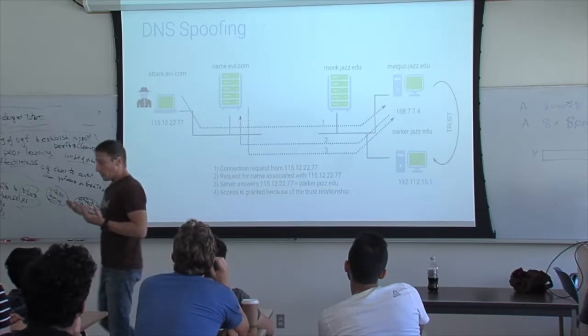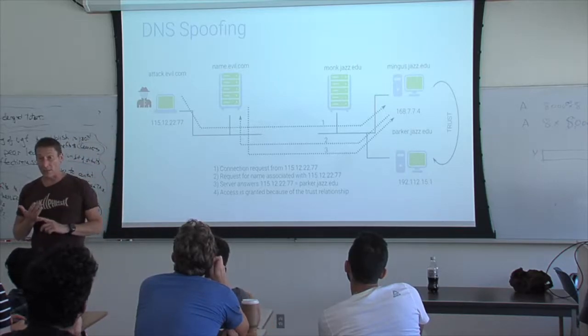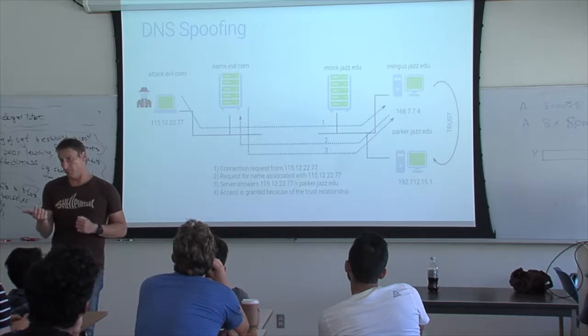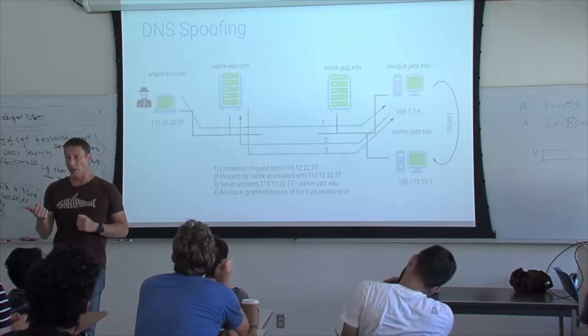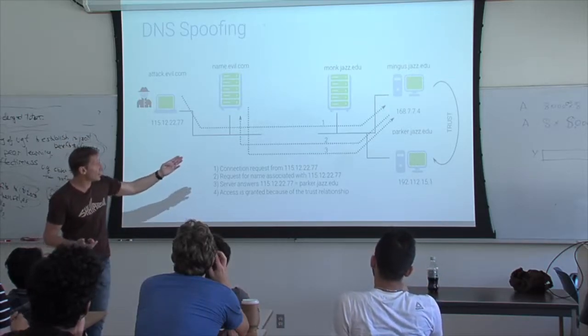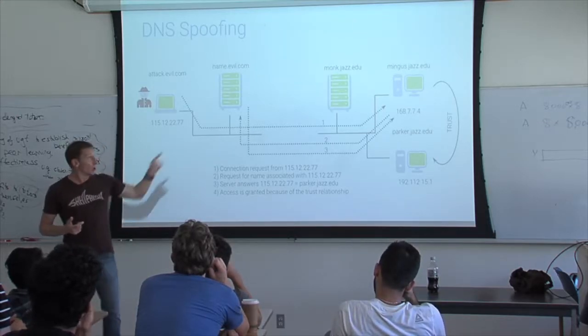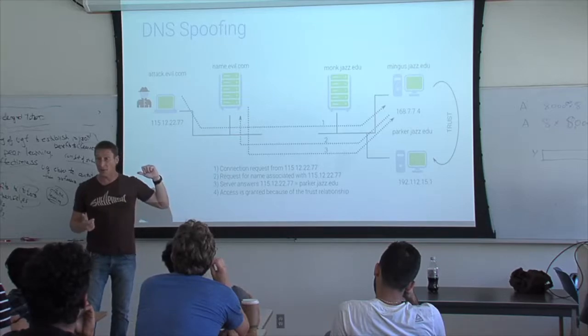But first of all, your stuff will be routed to the wrong place because you inject a packet. You can inject a packet pretending to be 168.7.7.4, but the reply packet will go to that host. It will not come back to you.